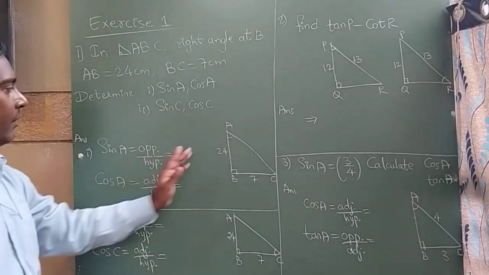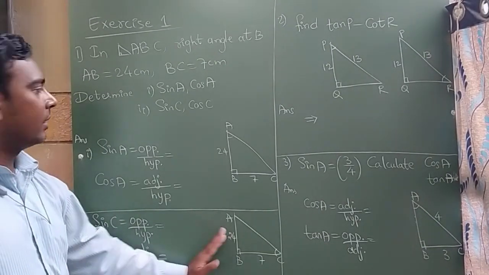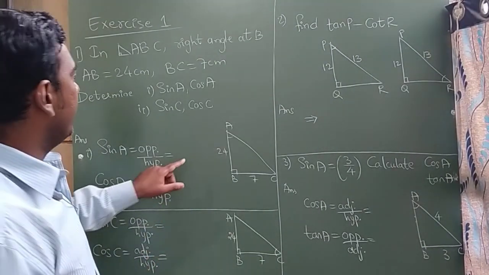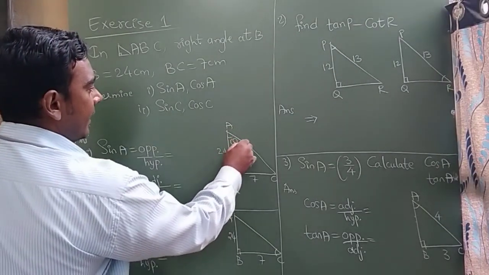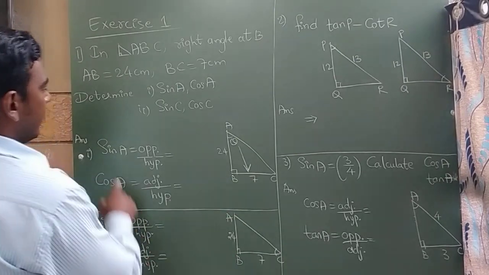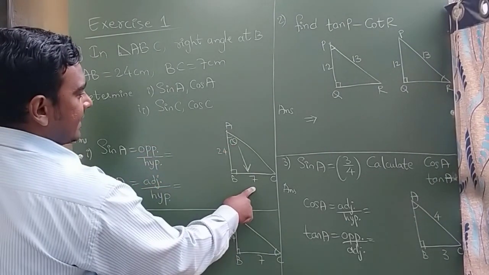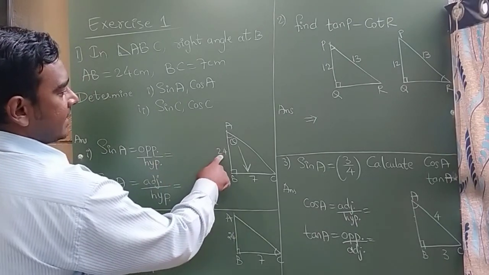For sine A, I have drawn a different triangle. For sine C, I have drawn a different triangle. Okay. So here, since the angle is at A, this will become theta. So this will become the opposite side. What is the formula for sine A? It is opposite upon hypotenuse. So opposite is 7 and adjacent side is 24.